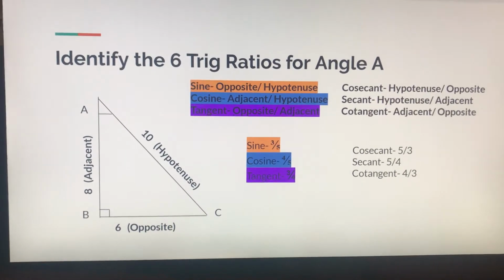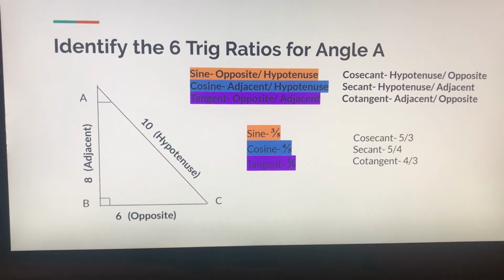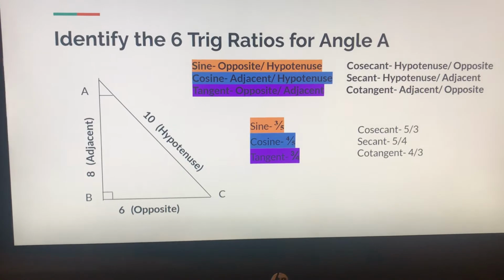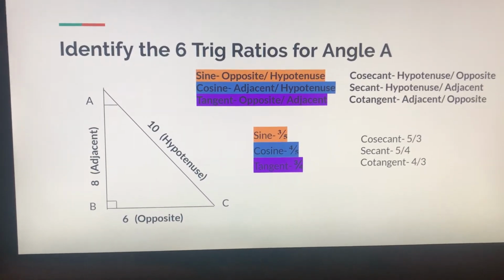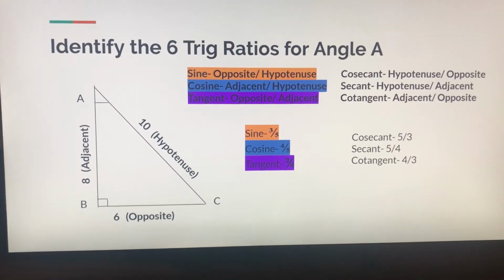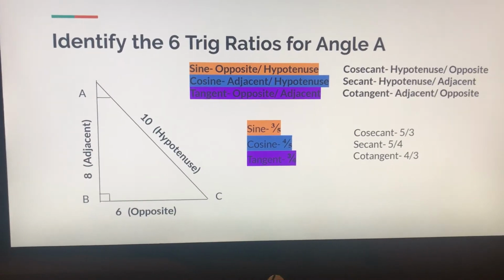For secant, you have hypotenuse over adjacent, which would be 10 over 8, which would be reduced to 5 over 4. And for your cotangent, you have adjacent over opposite, which would be 8 over 6, which would be reduced to 4 over 3.